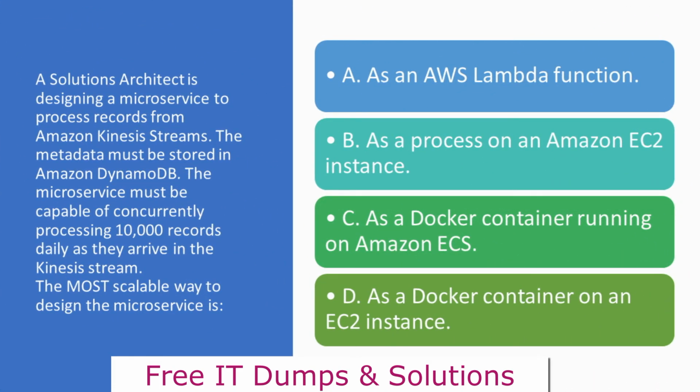A solutions architect is designing a microservice to process records from Amazon Kinesis streams. The metadata must be stored in Amazon DynamoDB. The microservice must be capable of concurrently processing 10,000 records daily as they arrive in the Kinesis stream. The most scalable way to design the microservice is: options we have: A. As an AWS Lambda function. B. As a process on an Amazon EC2 instance. C. As a Docker container running on Amazon ECS. D. As a Docker container on an EC2 instance. Correct answer for this question is option C.